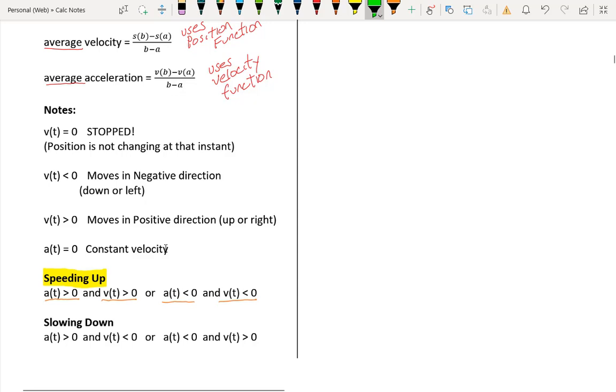The one below it says that you are slowing down when they have different signs. So acceleration greater than 0, velocity less than 0, or acceleration less than 0, velocity greater than 0. Then you are slowing down. Okay?